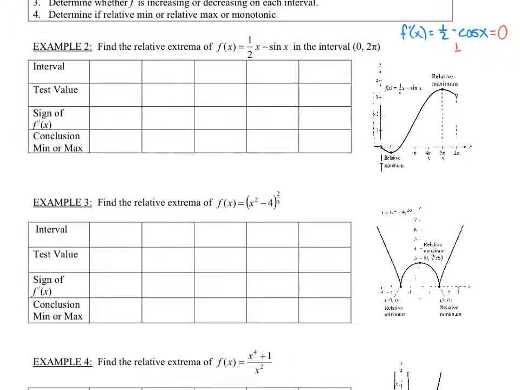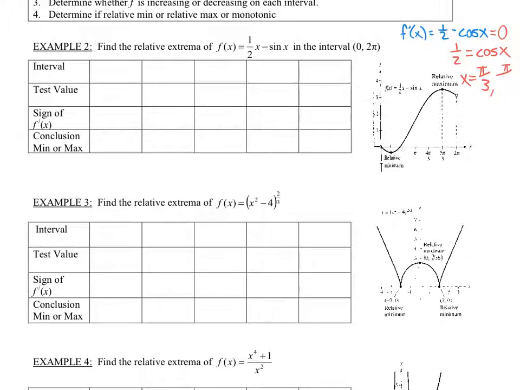So this isn't too hard to solve. We have cosine x equals 1/2, and from your unit circle, you guys know that x equals pi over 3. Pi over 3 and? It's still got to be a pi over 3, right? It's something pi over 3.